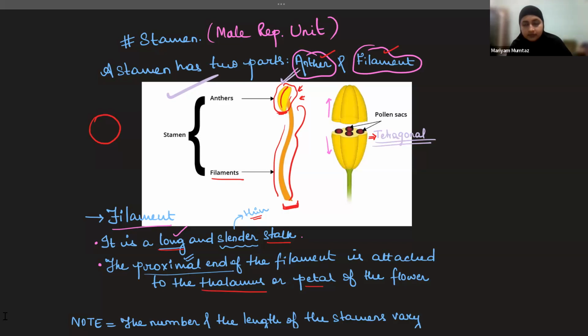Microsporangia develops into a pollen sac. Inside the pollen sac, pollen grains are made. There are more cells. We will talk about them; I'm not revealing all the cells right now. We'll reveal it slowly. But for now, microsporangia will develop into the pollen sac, and then inside the pollen sac, multiple thousands of pollen grains will be made.